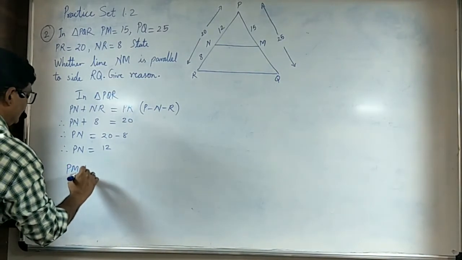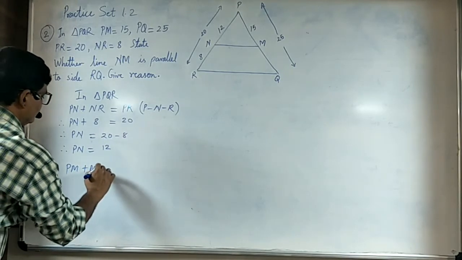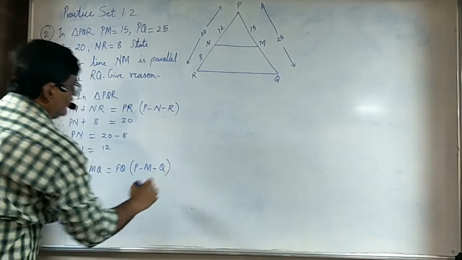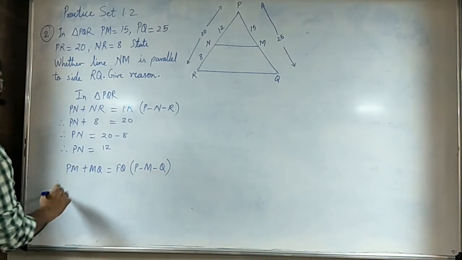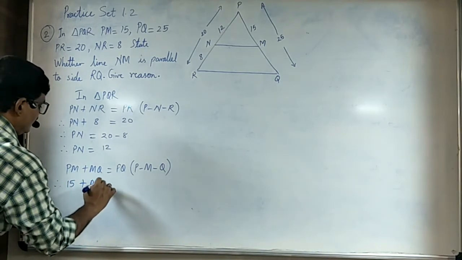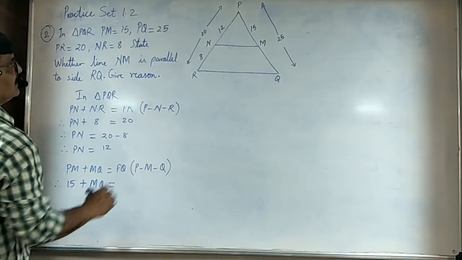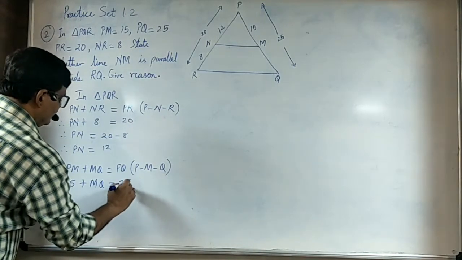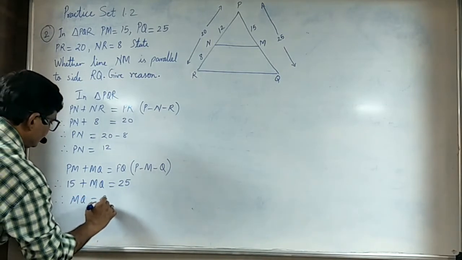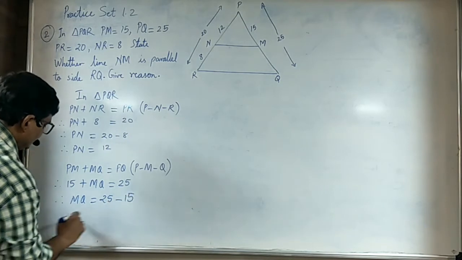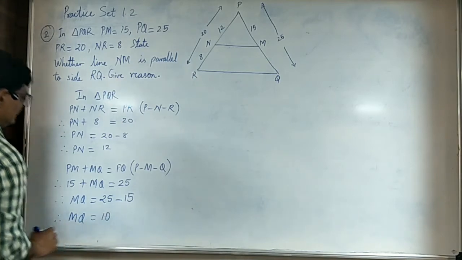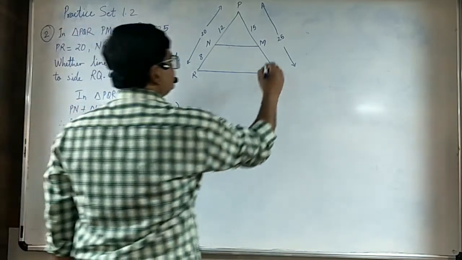PM plus MQ is equal to PQ, where you have P-M-Q. Therefore, PM is 15 plus MQ, whose value we don't know, and PQ is 25. So MQ is equal to 25 minus 15. Therefore MQ is equal to 10. So you got the value of MQ as 10.